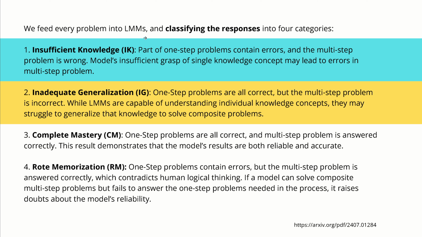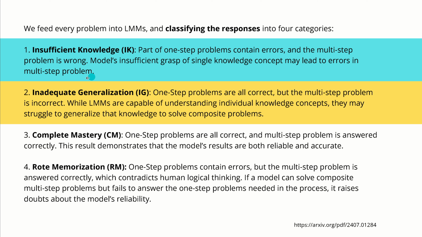They said, okay, so what happens if you get an answer and we see one open source model AI system here has insufficient knowledge? This means now that part of the one-step mathematical problems contain errors, and the multi-step reasoning problem in mathematics is also wrong. So we see here the model's insufficient grasp of a single knowledge concept may lead to errors in the higher value, more complex multi-step mathematical problems. This is what happens a lot.